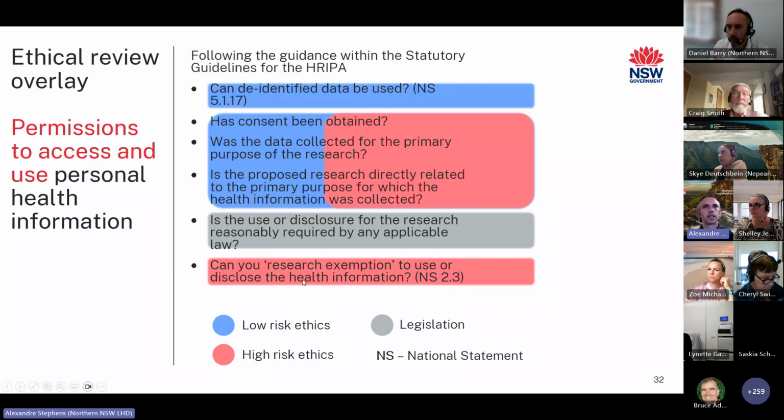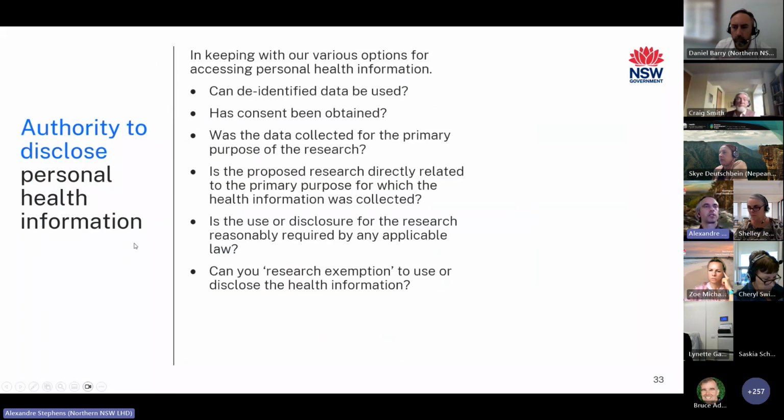And then the last category there, if you don't satisfy any of the previous conditions, you can still use the identifiable unit record data, but essentially that constitutes a high-risk ethics application because it's a waiver of consent. So there are a number of requirements that you would need to follow to do that. In terms of the authority to disclose the data, it is slightly different in concept to the permission but in some cases coupled.